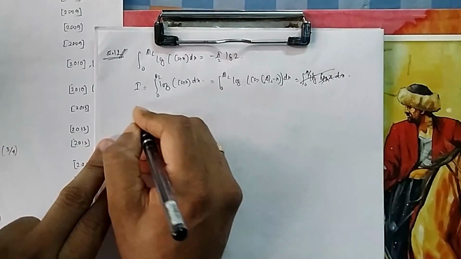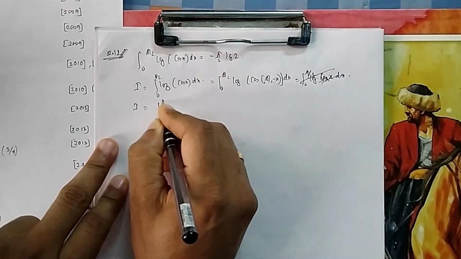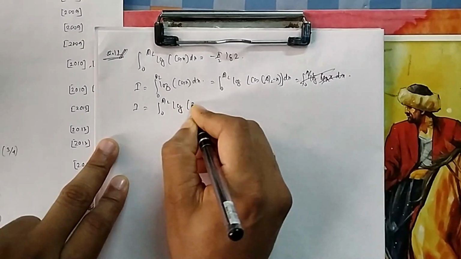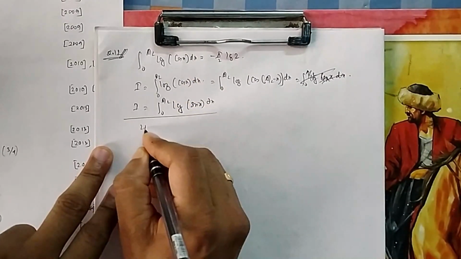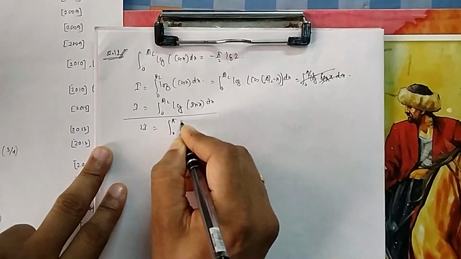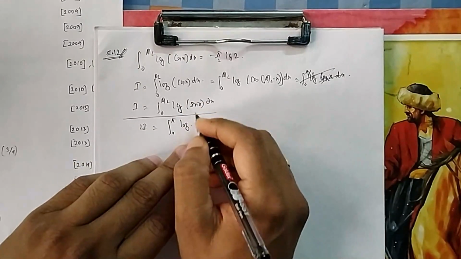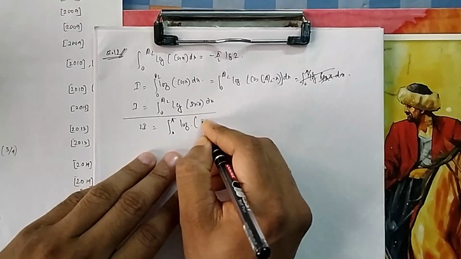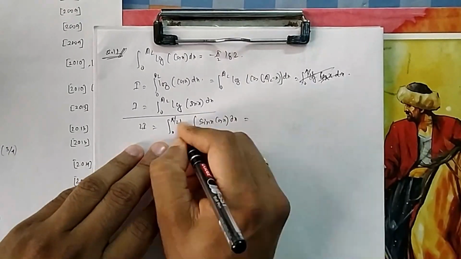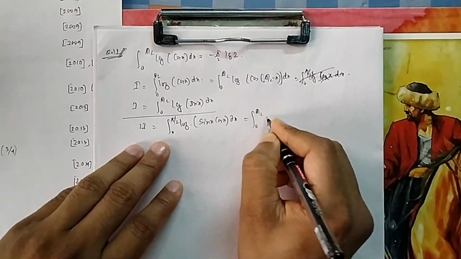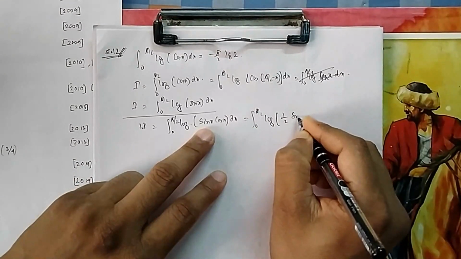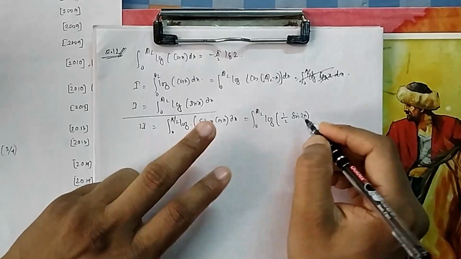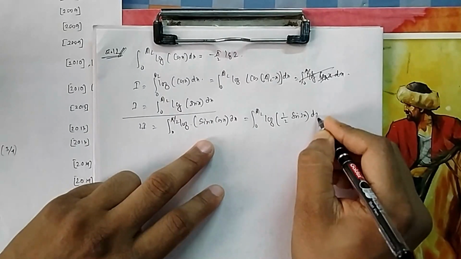Now let me write it this way, then this addition will look good. It will be log sin x. Now if we add these two, I plus I, 2I will be equal to the integral 0 to pi by 2 of log cos x plus log sin x. Log a plus log b is log a into b, so sin x into cos x dx. So it will be 0 to pi by 2 log of sin x into cos x. It is sin 2 theta by 2, 2 sin theta cos theta is sin 2 theta, that's why I've given this half.